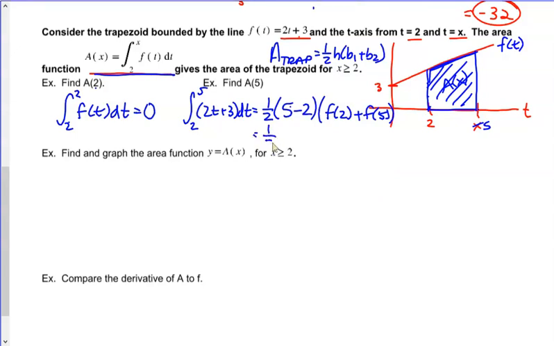So, simplifying now, we get a 3 here. Now, what is f of 2? Plug 2 in. I get 2 times 2 is 4 plus 3 is 7. And plug 5 in. 2 times 5 is 10 plus 3 is 13. Well, if I multiply this out, those don't cancel very nicely, but this is 20. So if I do half of 20, that's 10 times 3 gives me 30. So the area from 2 to 5 of this function is going to be 30.